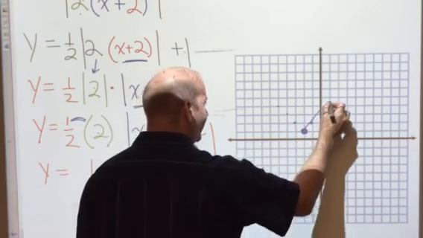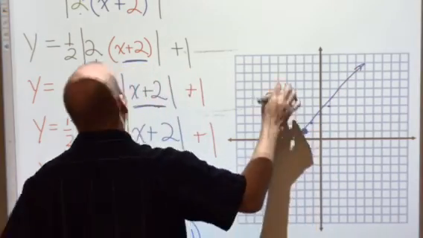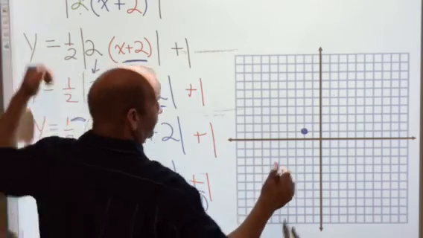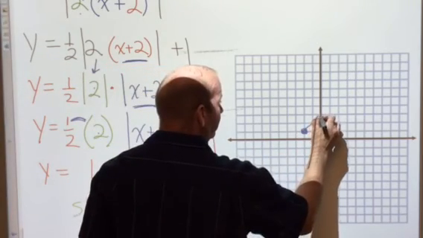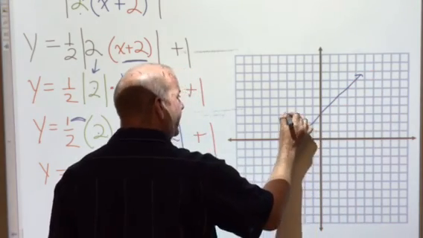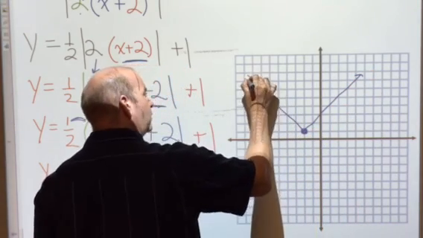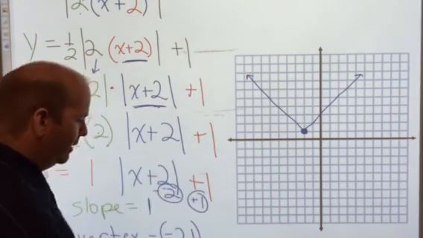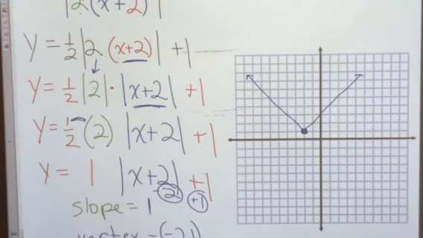Stay focused on the fact that what you're doing is an absolute value function, which is a perfectly symmetrical V. So you should never see a line graph for absolute value. And there we go.